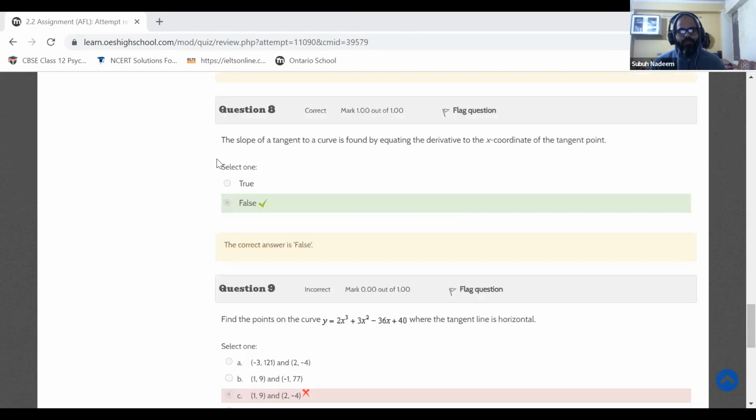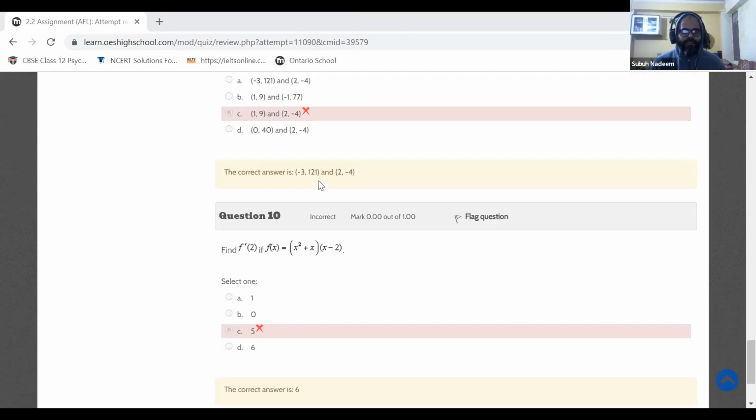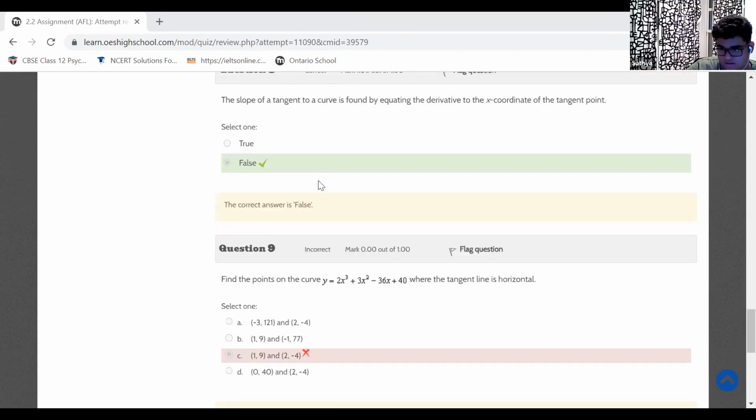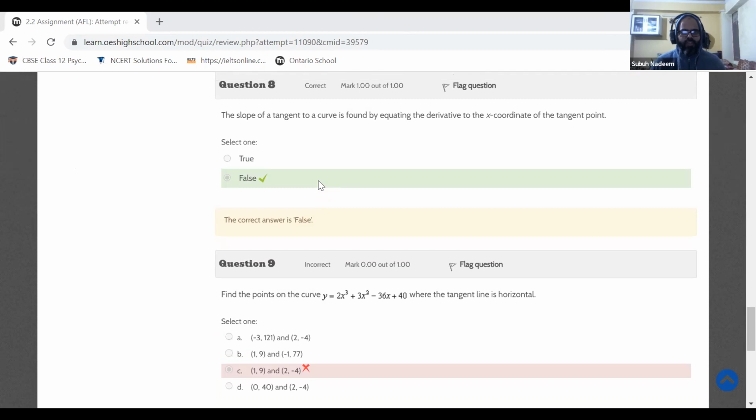Eight. Now, this is a theoretical question. Question number 8: the slope of a tangent to a curve is found by equating the derivative to the x coordinate of the tangent point. So this is false. We don't equate the derivative to the x coordinate of the tangent point.